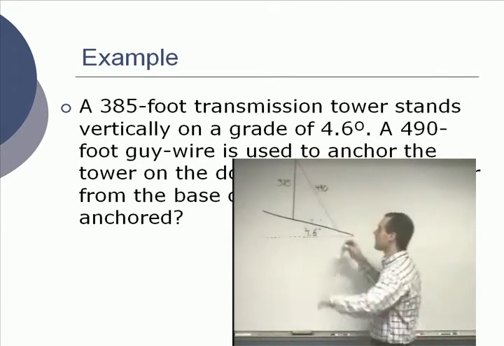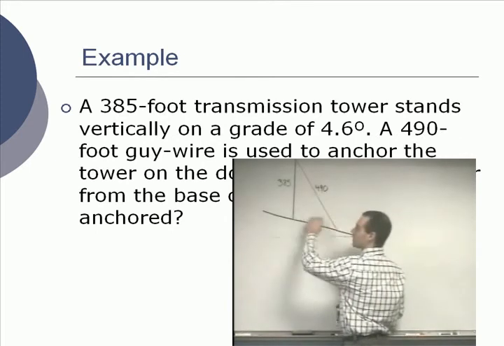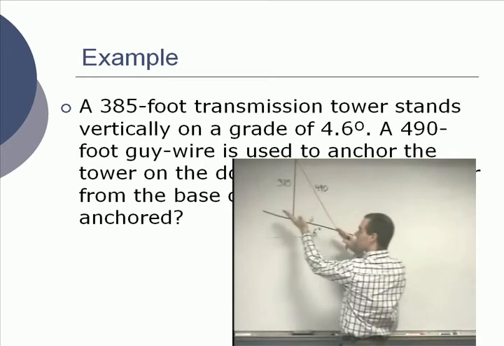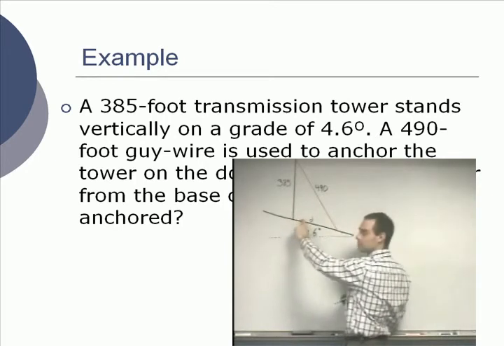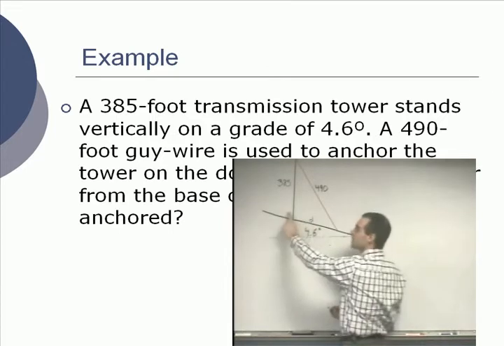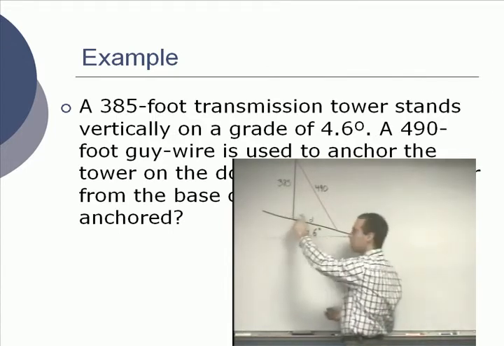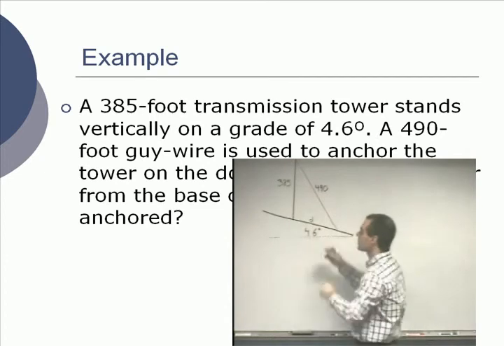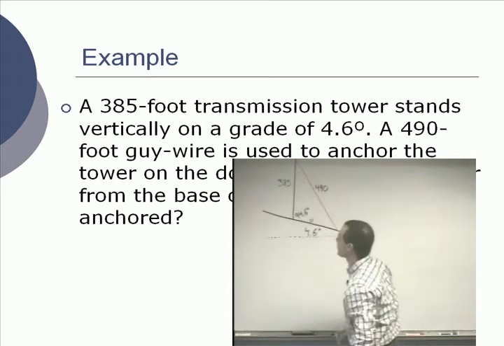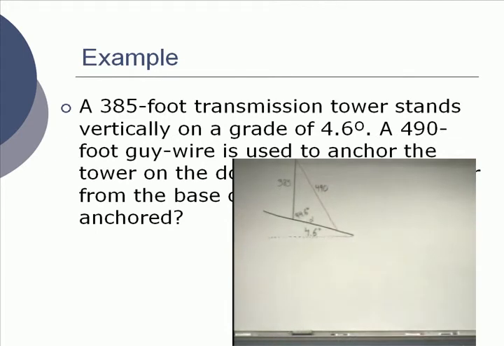We do. If that thing was sitting on level ground, what would this angle be? 90 degrees. But the ground is sloped 4.6 degrees, so what does that do to the size of this angle? Makes it 4.6 degrees larger. This side would be 90 minus 4.6 degrees. This side is 90 plus 4.6 degrees. So this angle is 94.6 degrees. All right, well, now we've got a side side angle.